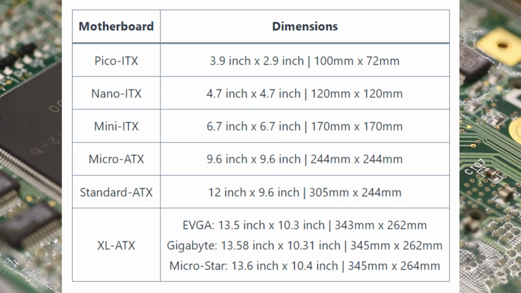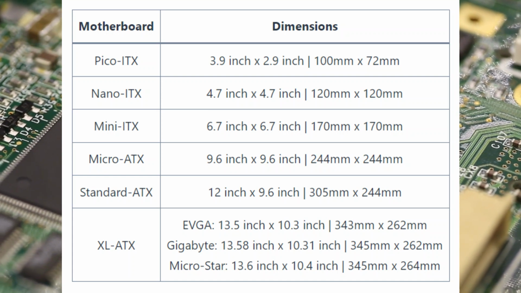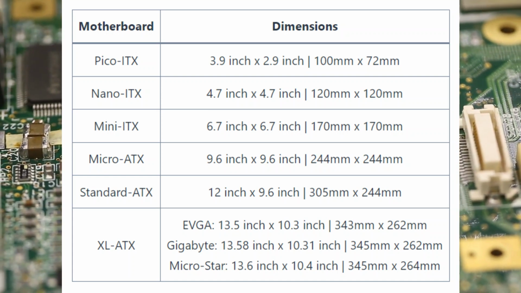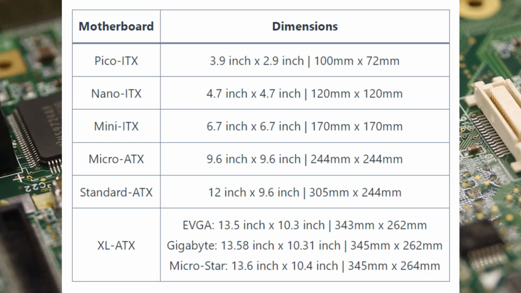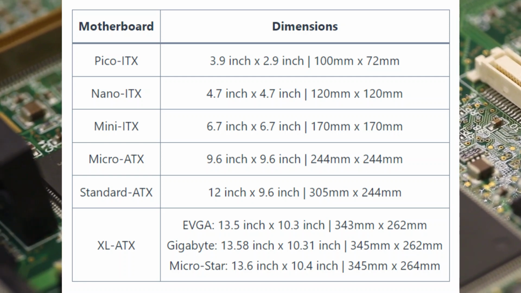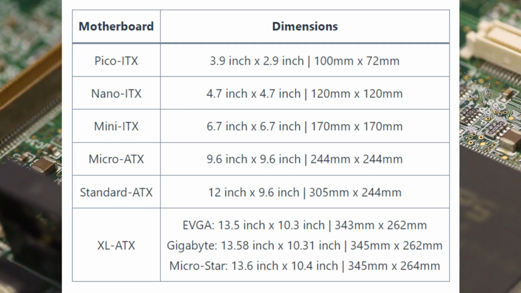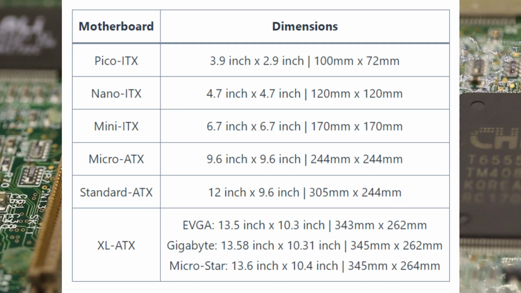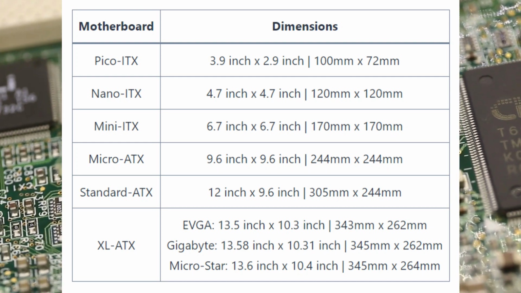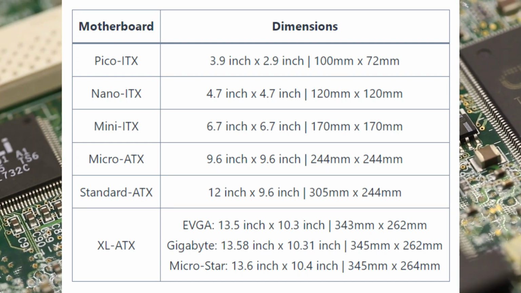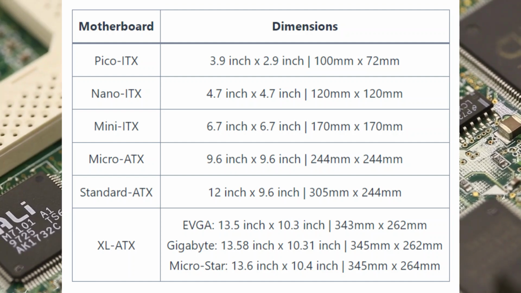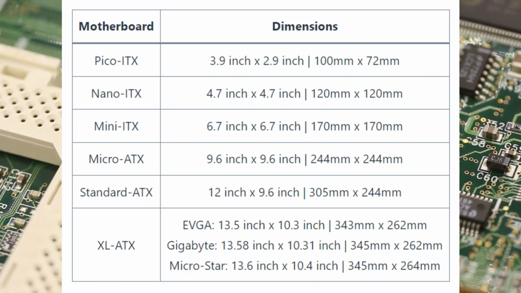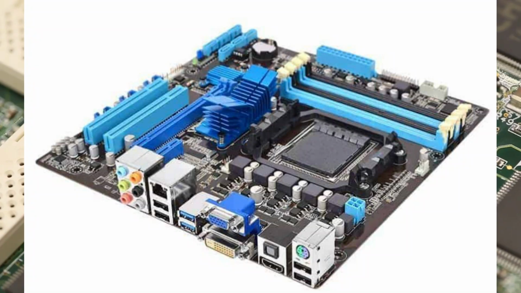Standard ATX 12 inch x 9.6 inch, 305 mm x 244 mm. XL ATX EVGA 13.5 inch x 10.3 inch, 343 mm x 262 mm. Gigabyte 13.58 inch x 10.31 inch, 345 mm x 262 mm. Microstar 13.6 inch x 10.4 inch, 345 mm x 264 mm.